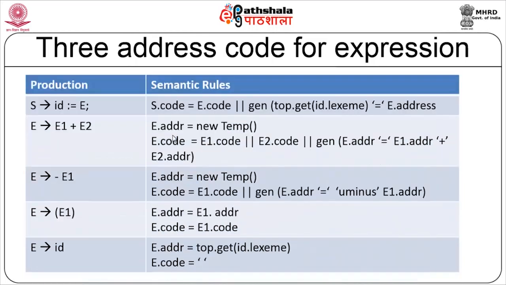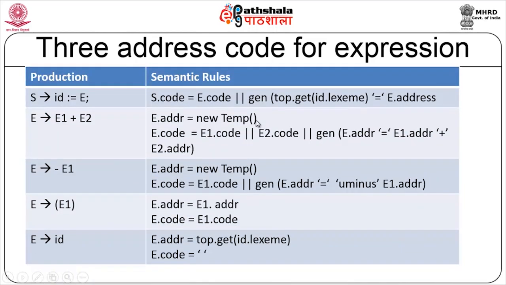Okay. So let us take this expression scenario and the semantic rules corresponding to the expression. Let us take the first one, which is very simple: S produces ID colon equal to E.